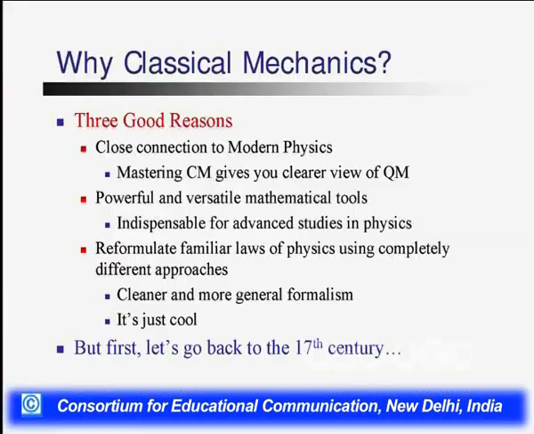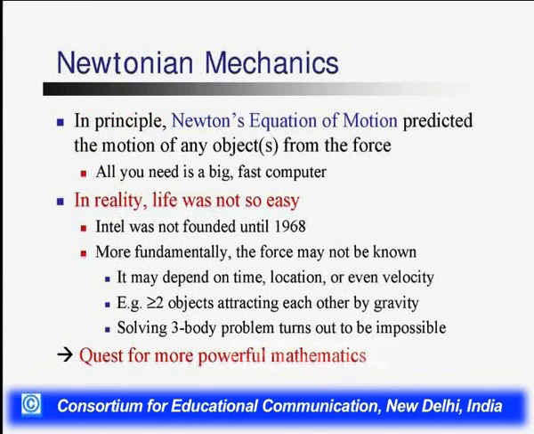In classical mechanics, we reformulate the familiar laws of physics using completely different approaches. We are defining the general formalism, and it is very easy to understand classical mechanics in terms of mathematical treatments. Now, Newtonian mechanics. In principle, Newtonian mechanics predicts the motion of any object from the force.